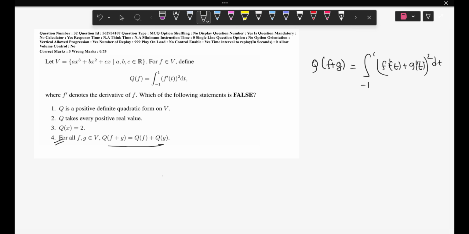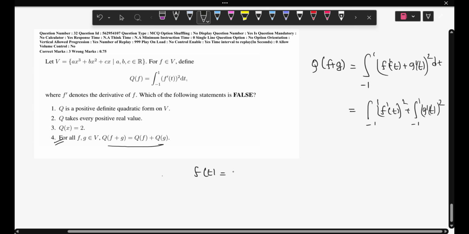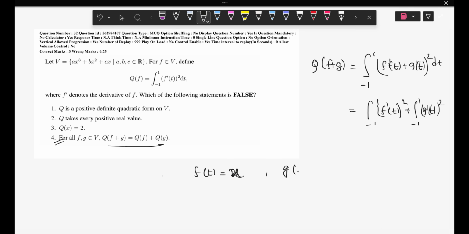ठीक है ना? So can we express this as integration from minus 1 to 1 of f dash t whole square plus integration from minus 1 to 1 of g dash t whole square? I guess no. So let's take a very simple example. So let's check. For this I'm taking f of t equal to constant function 2 and g constant function x. This is a simpler function क्योंकि अगर 2 लूंगा तो in this case f dash t would be 0, and g of x is again I'm taking x.